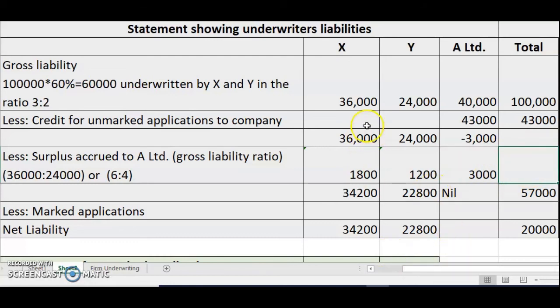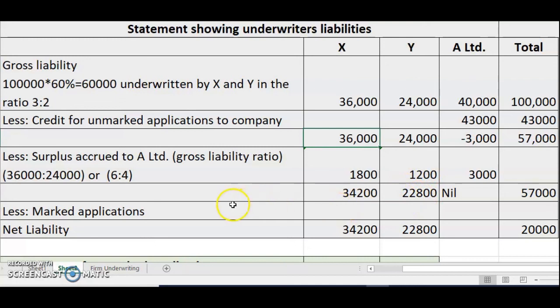Now we have to deduct it: this 1 lakh minus the unmarked applications of 43,000 is 57,000. You should not write anything here, because this is plus 3,000 and this is deducted. Next, you have 34,200 and 22,800, that is 36,000 minus the surplus 1,800, which gives you 34,200, and in the case of Y it is 22,800.